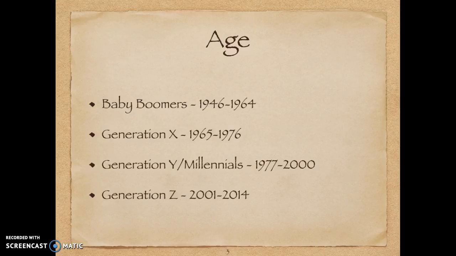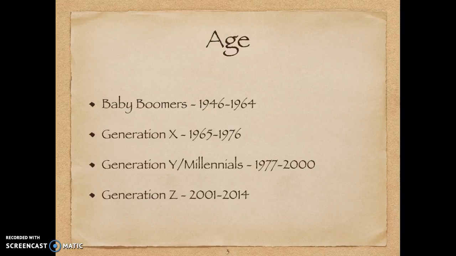The age criteria can be divided into four groups. These groups are the baby boomers, which is anyone born between 1946 and 1964, Generation X, who is anyone born between 1965 and 1976, Generation Y, also known as the millennials, which consists of anyone born between 1977 and 2000, and Generation Z, which is anyone born between 2001 and 2014.